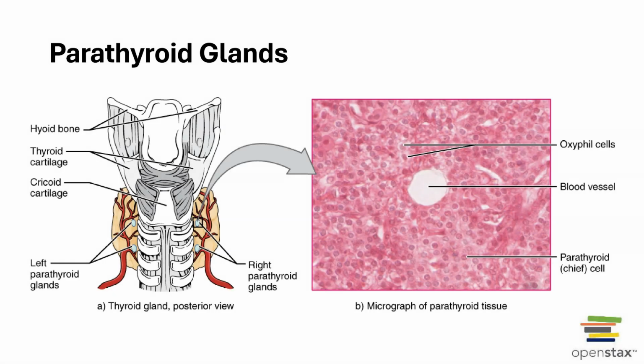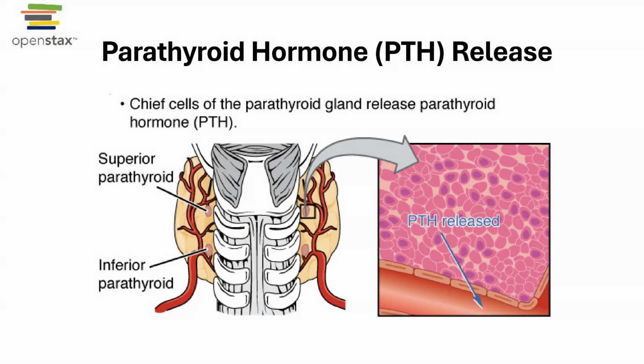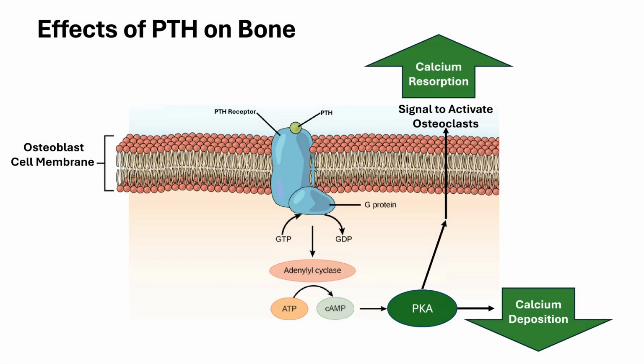Parathyroid hormone, commonly abbreviated as PTH, has the opposite effect. It functions to increase blood calcium levels. PTH is produced by the chief cells of the parathyroid glands. The release of PTH is stimulated by low blood calcium levels, a condition known as hypocalcemia. Like calcitonin, PTH is also a hydrophilic hormone.